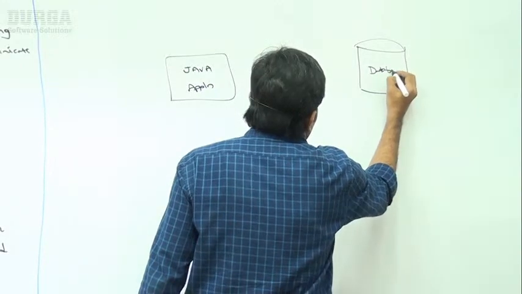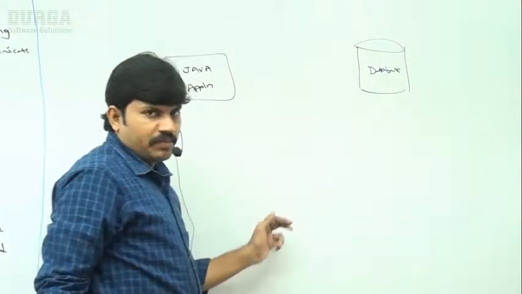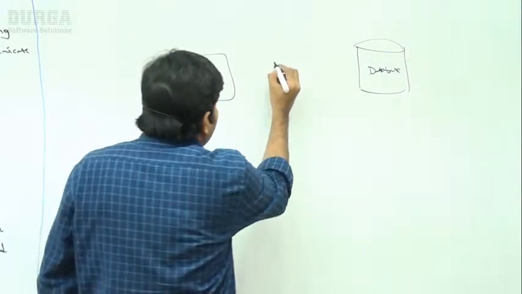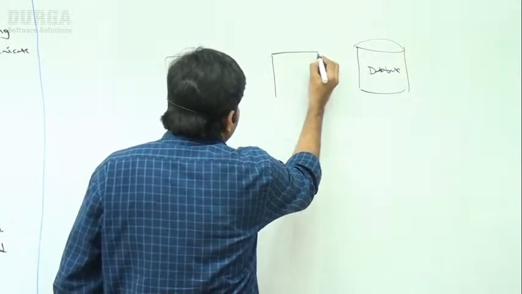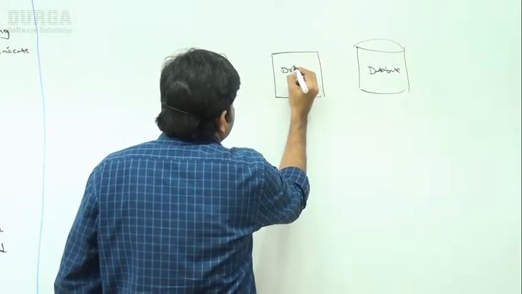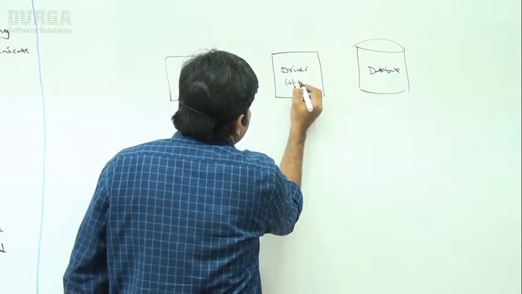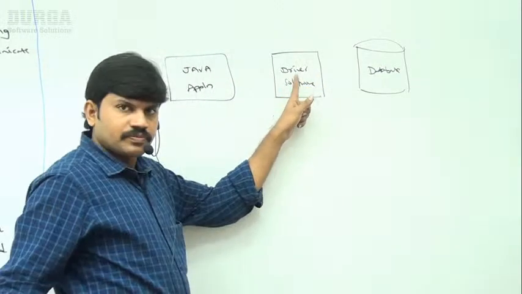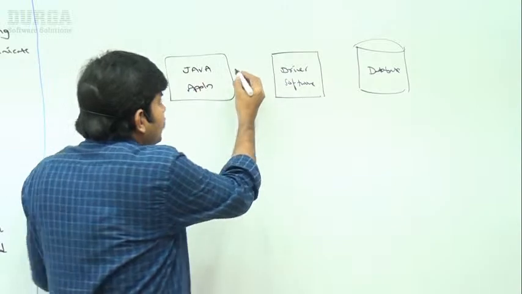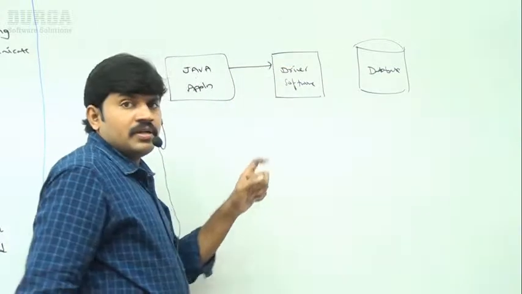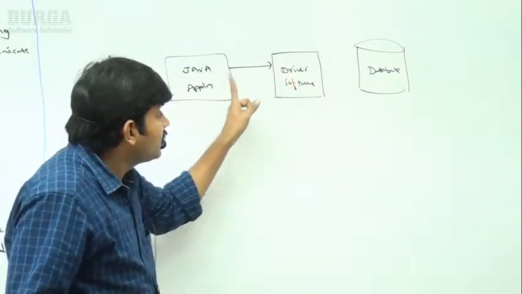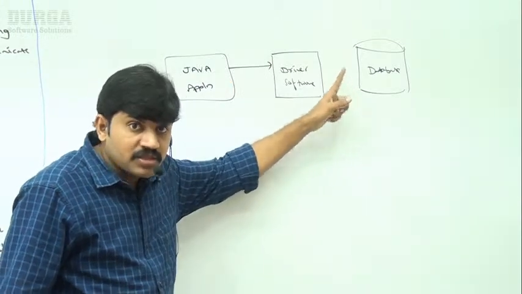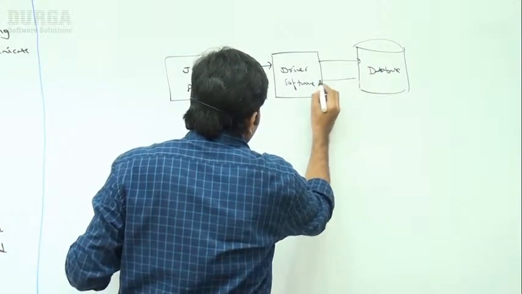Right? If you want to communicate with the database, compulsory driver software must be required. Correct or not? Compulsory driver software is required. Are you getting? A Java application can communicate with the driver software. Driver software can convert Java calls into database specific calls, and database calls into Java calls, right?